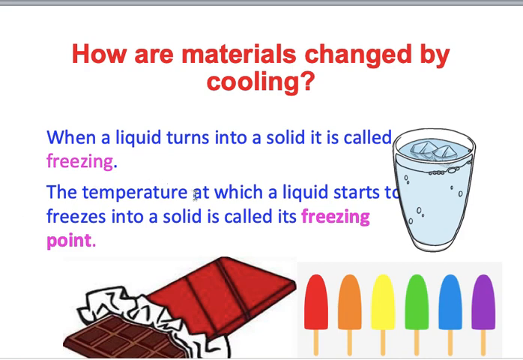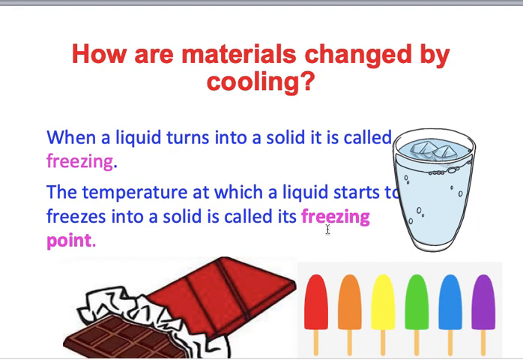The temperature at which a liquid starts to freeze into a solid is called the freezing point. This is the point when the water will actually start forming ice. For example, if you put it in the refrigerator and keep the temperature at 0 degrees Celsius, then you can see the water will start forming ice.